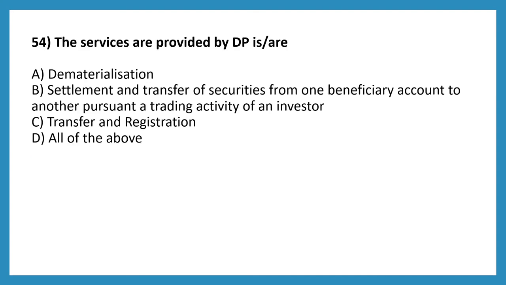The following services are provided by DPs. Option A, dematerialization. Option B, settlement and transfer of securities from one beneficiary account to another pursuant to trading activity of an investor. Option C, transfer and registration. Option D, all of the above. The correct answer is option D.